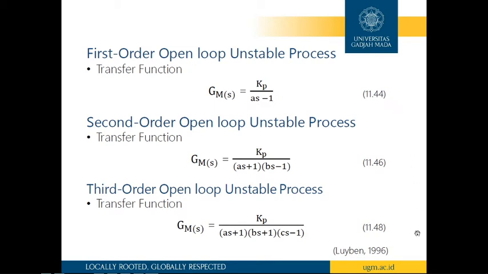There are three types of order in open loop unstable processes, taken from Luyben, Process Modeling, Simulation, and Control for Chemical Engineering. These three orders are first order, second order, and third order. The transfer functions are given in equations 11.44, 11.46, and 11.48.